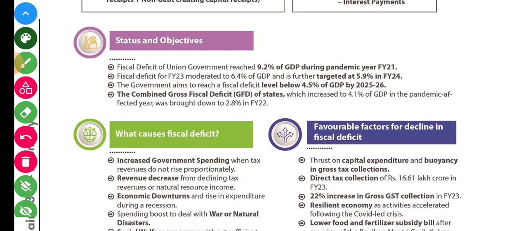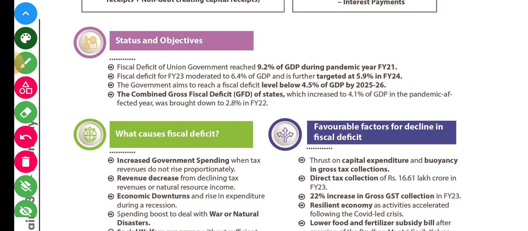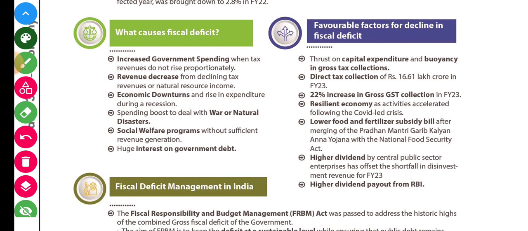Okay, so the present fiscal deficit is 6.4% and the target is 5.9% for financial year 24, and the government tries to bring the fiscal deficit below 4.5% by 2025-26. So this can be remembered. Okay, the combined gross fiscal deficit of the states, which increased to 4.1% of GDP in the pandemic-affected year, was brought down to 2.8% in financial year 2022. So you can remember this.